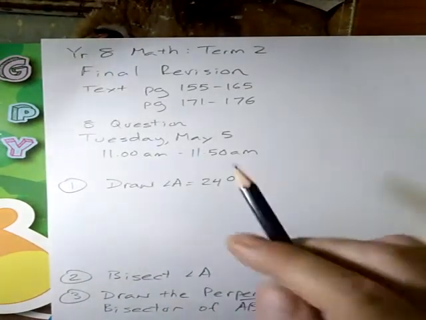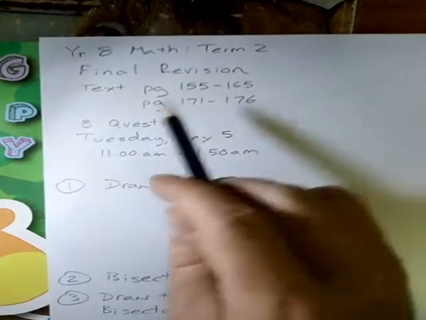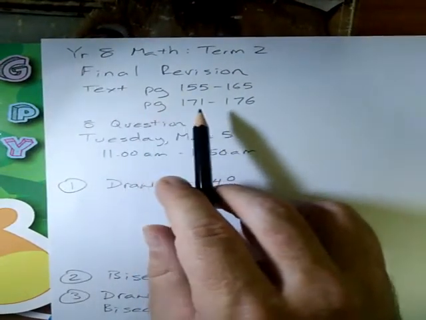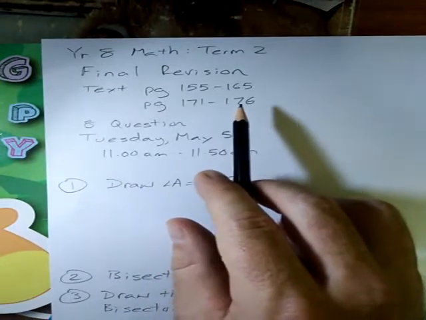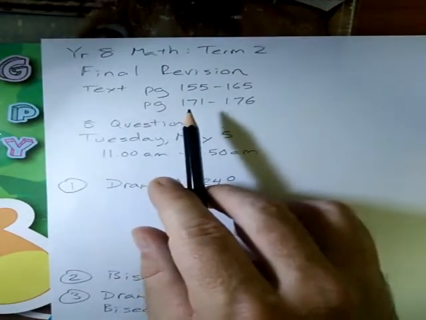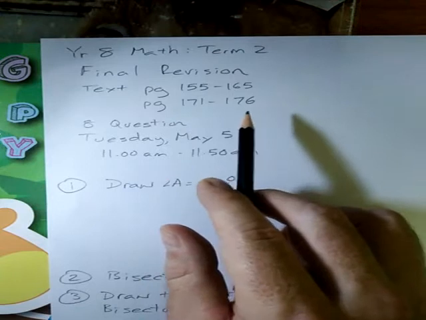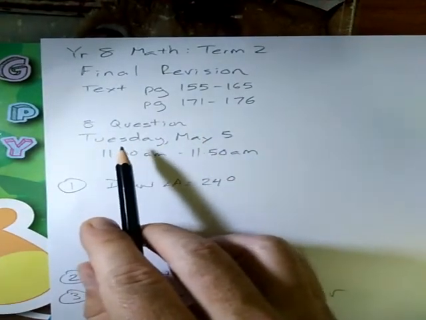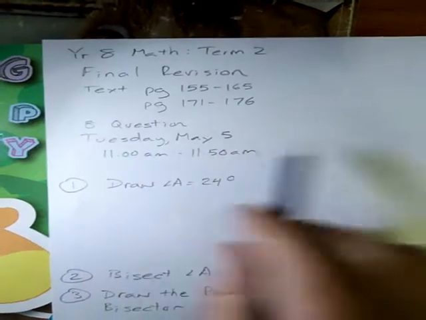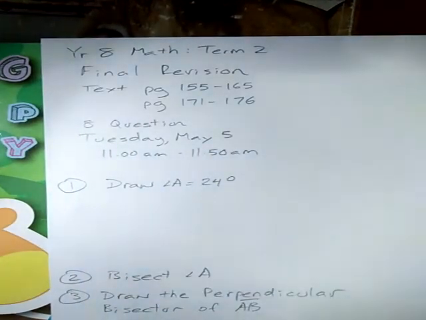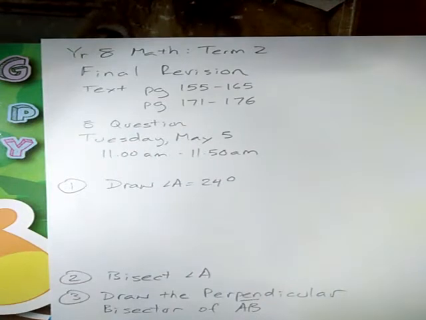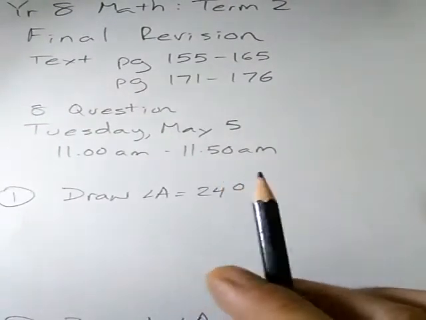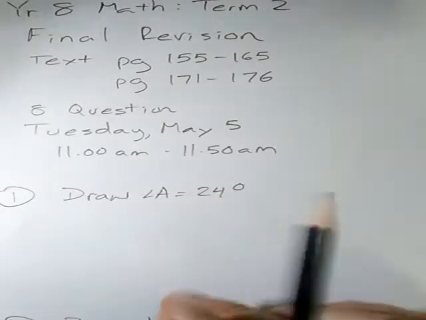Okay, this is the Year 8 Math Term 2 Final Revision, and this covers the textbook page 155 to 165 and page 171 to 176. There are 8 questions. The exam is on Tuesday, May 5th, next Tuesday, and it is from 11 a.m. until 11:50 a.m. So you'll have 50 minutes to answer these questions.